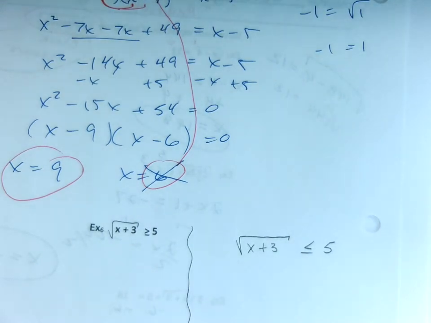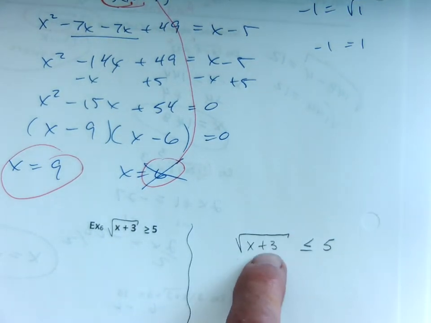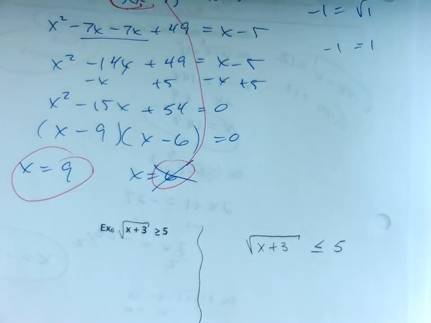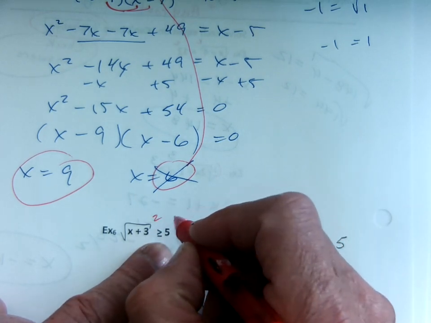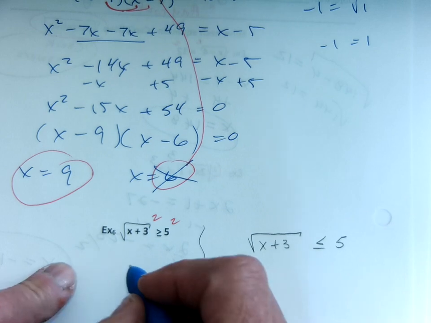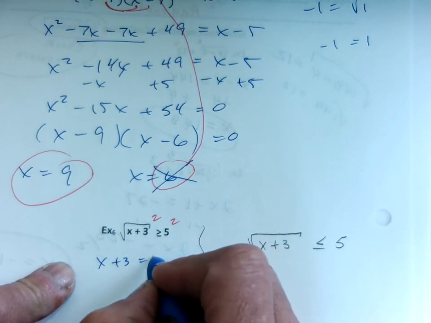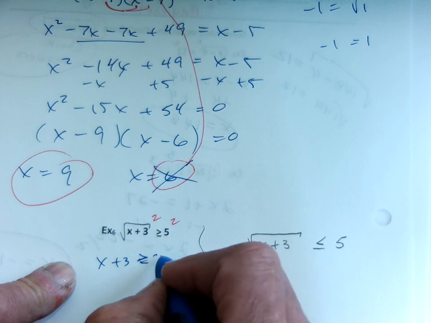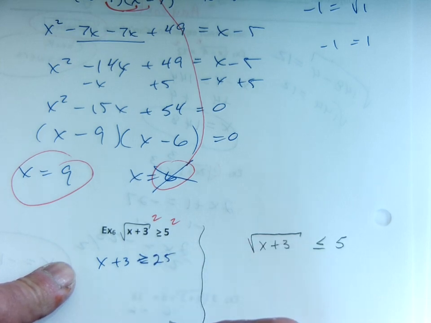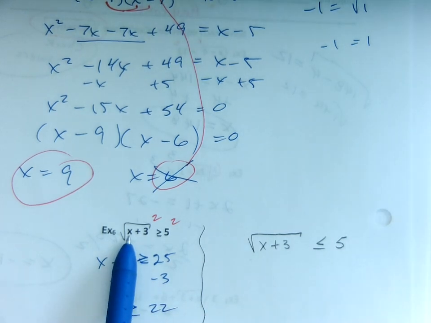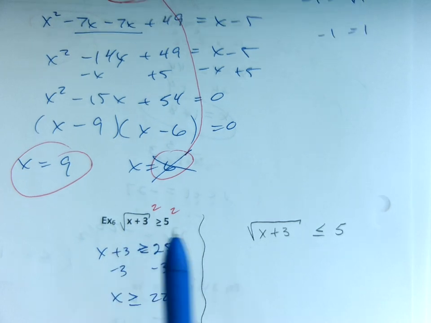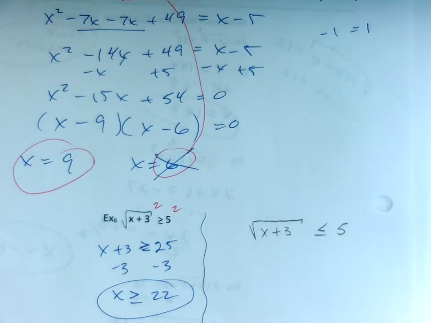Okay, example 6 is just an inequality, but the second one's got a trick. Let's do the first one. Let's go back to here. Inequality, don't worry about it. Treat it like an equal sign. So square both sides. I will have x plus 3 is greater than or equal to 25. Squared both sides, get rid of the square root, minus 3, x is greater than or equal to 22. And that makes sense. Any number that I put in here bigger than 22 will always be greater than 5. Okay, I like that. So that's all of these answers.